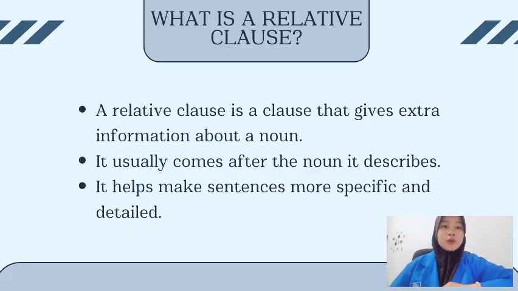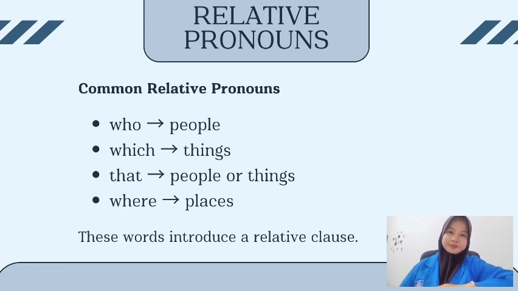First of all, what is a relative clause? A relative clause is a clause that gives extra information about a noun. Usually, a relative clause appears after the noun it describes. The main function of a relative clause is to make sentences more specific and detailed. By using relative clauses, we can provide clearer descriptions about the subject or object we're talking about.